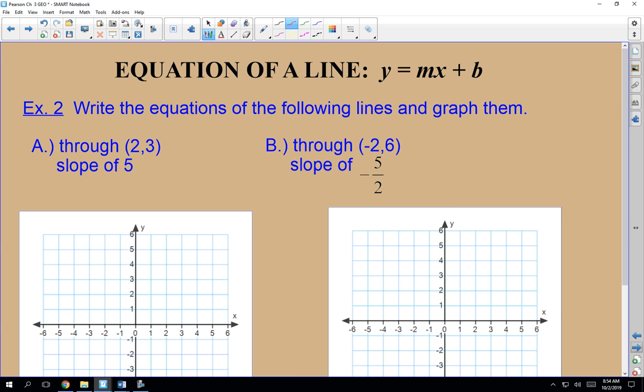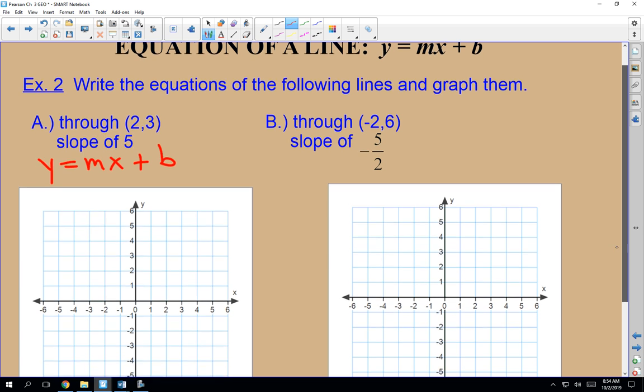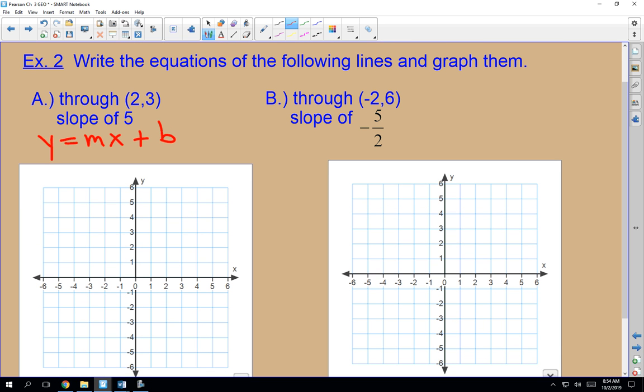So we talked about 2 different ways that you might have learned last year to write the equation of a line. I'm going to do one of each here. The first one, it seems like a lot of you actually learned the y equals mx plus b method. And then the other one is y minus y1 equals m times x minus x1. Point slope form is what we prefer in higher level math, actually.